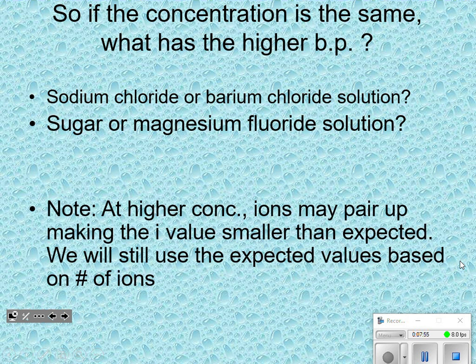Last thing to note, which you probably don't have to worry about, but our textbook mentions: at some point, if you have too high of a concentration, you're maybe not able to dissolve anymore. The solution becomes saturated, so you can't add any more to change the boiling point or the freezing point. But at some point when you make too high of a concentration, sometimes these ions floating around will pair up. So it gives you a different i value than what you would have expected.